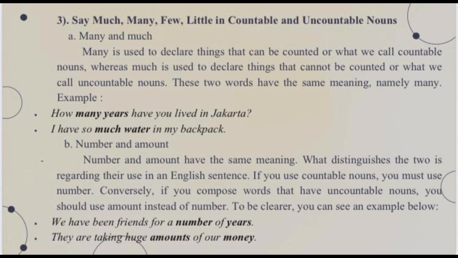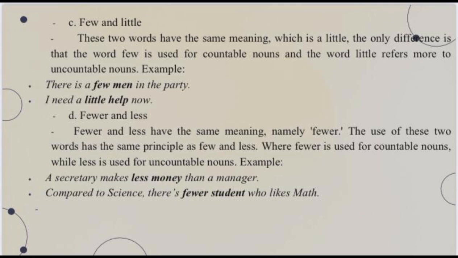B. Number and amount. Number and amount have the same meaning. What distinguishes the two is their use in an English sentence. If you use countable nouns, you must use number. Conversely, if you compose words that have uncountable nouns, you should use amount instead of number. C. Few and little. These two words have the same meaning, which is a little. The only difference is that the word few is used for countable nouns and the word little refers more to uncountable nouns.